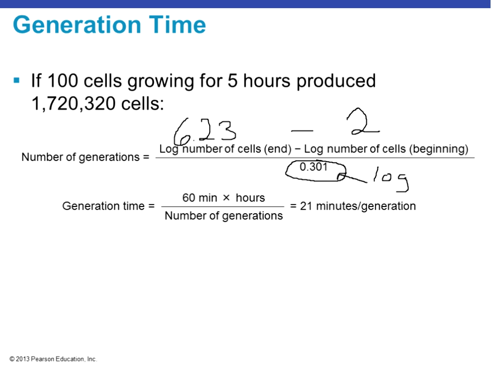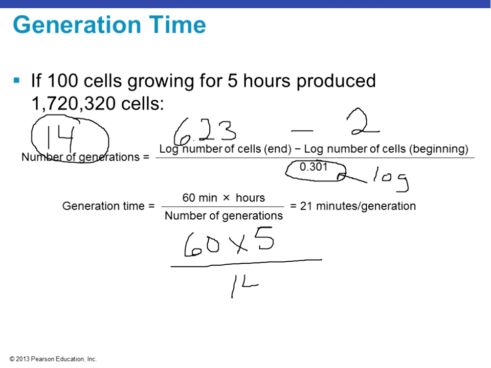So now we're just going to do basic arithmetic here. So 6.23 minus 2 divided by 0.301 is going to give us 14. So we have 14 generations that have taken place. Because we understand that we have 14 generations that have taken place, then we can figure out what the generation time is. So we take 60 minutes times the number of hours that we have, which in this problem says we have 5 hours, divided by the number of generations that we have, and it turns out to be a little bit over 21. So I think it's like, let's see exactly what it is.